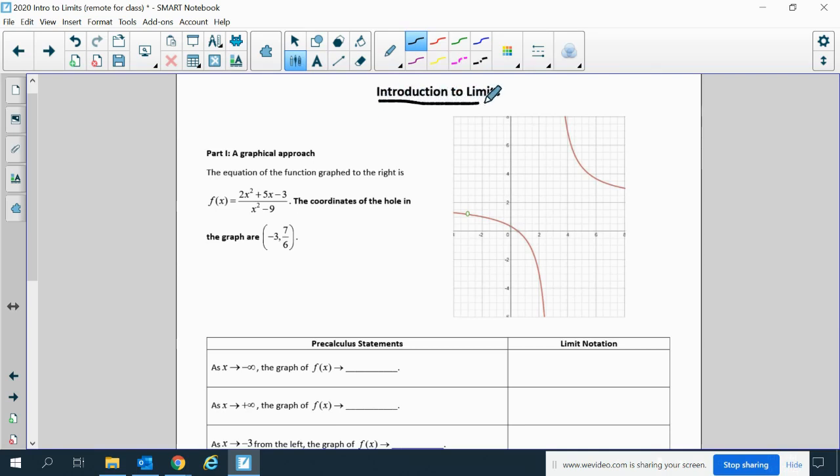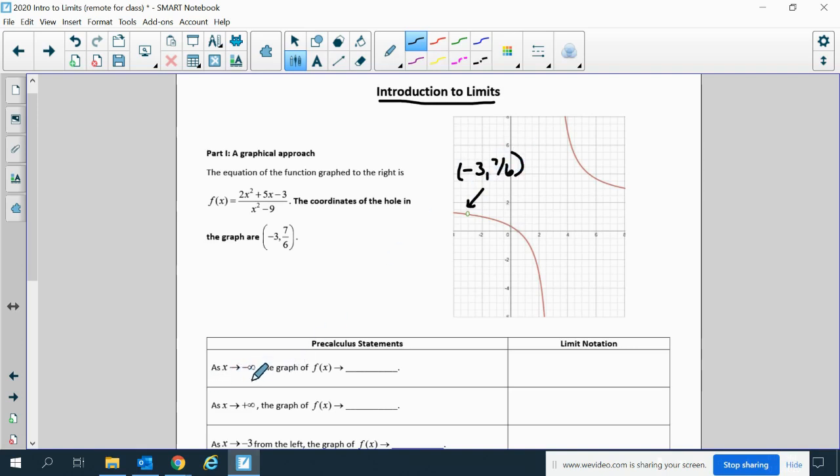This is an introduction to limits for honors pre-calculus. A graphical approach is the first thing we're going to do. The equation of the function graphed to the right is (2x² + 5x − 3)/(x² − 9). And we're giving you the coordinates of the hole in the graph. So that's (−3, 7/6).